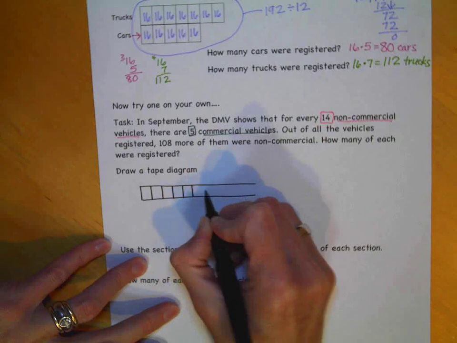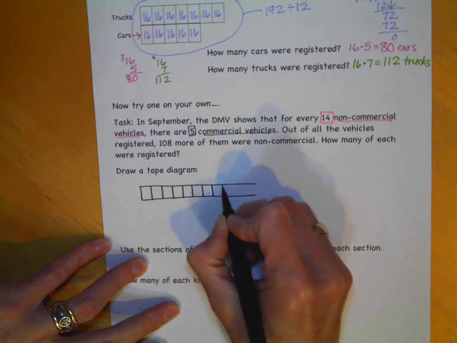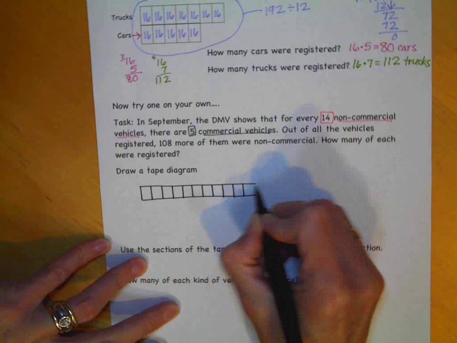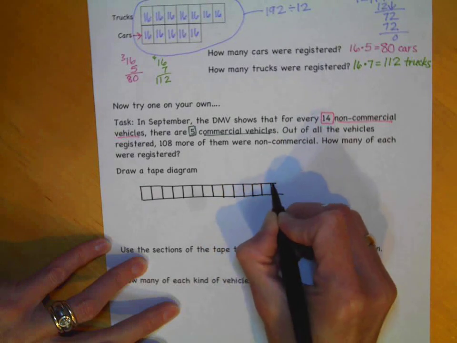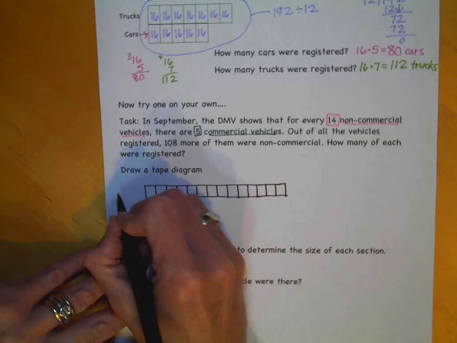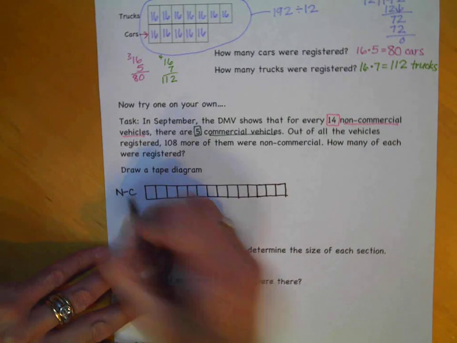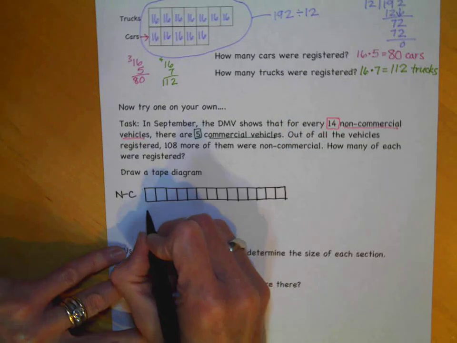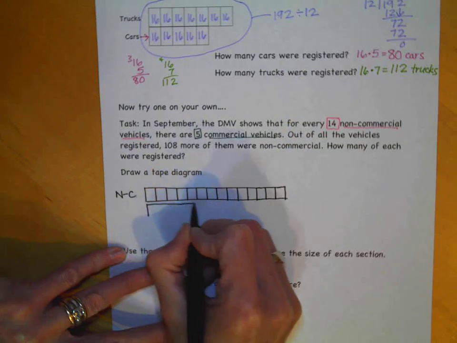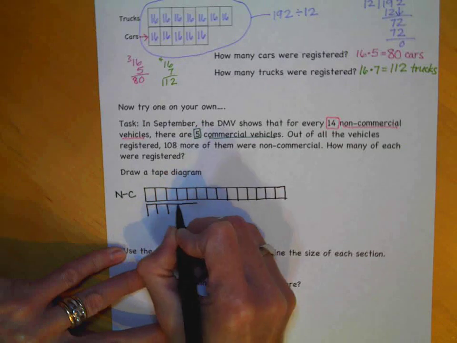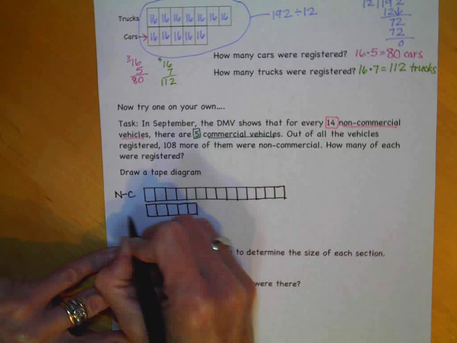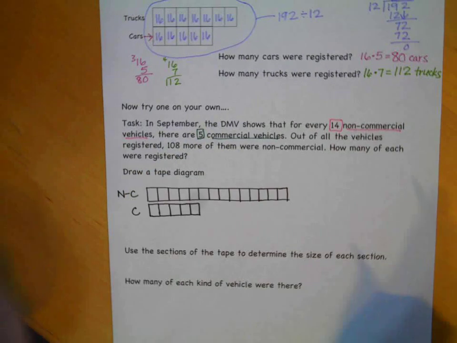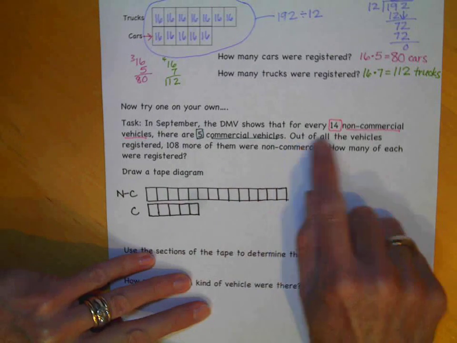So that's 1, 2, 3, 4, 5, 6, 7, 8, 9, 10, 11. Keep going. 12, 13, 14. Okay, this is non-commercial, so I'm going to put NC for non-commercial. And then it said 5. So 1, 2, 3, 4, 5 were commercial. So this is C for commercial. Now, I'm going to read this part to you, and then I'm going to stop helping.